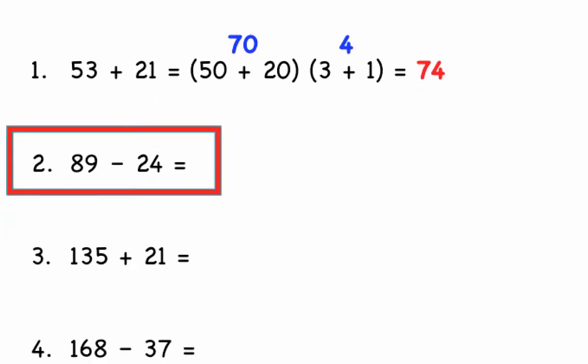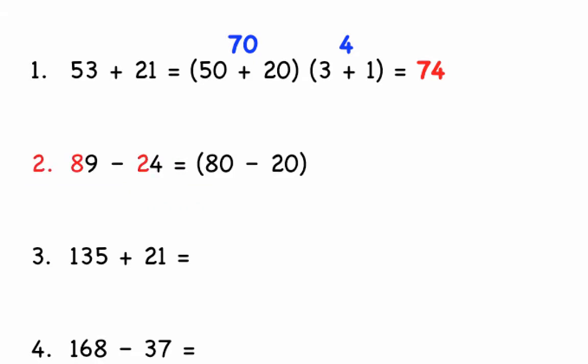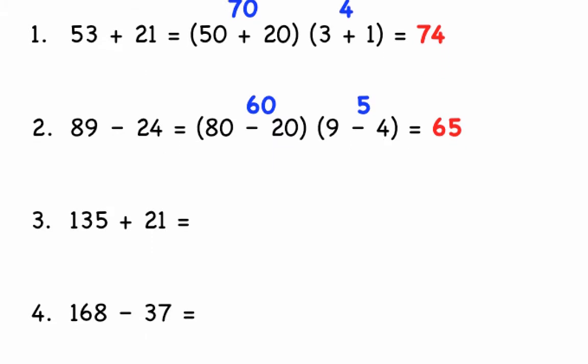This next example is 89 take away 24. Again, we want to get the 80 and the 20 and we want to subtract that to get 60, and then we want to look at the 9 and the 4 and subtract those to get 5. Putting them together gives us 65. Don't subtract that 60 and that 5, we're actually putting those two answers together.